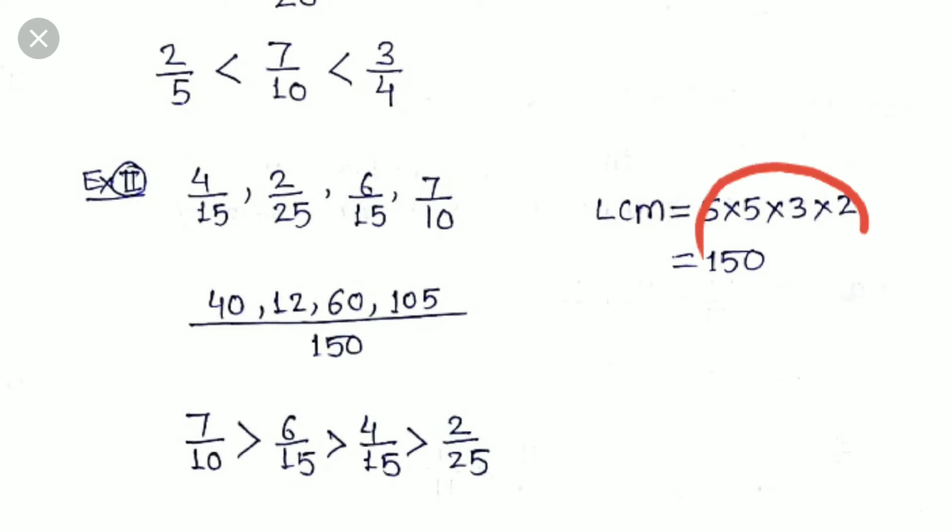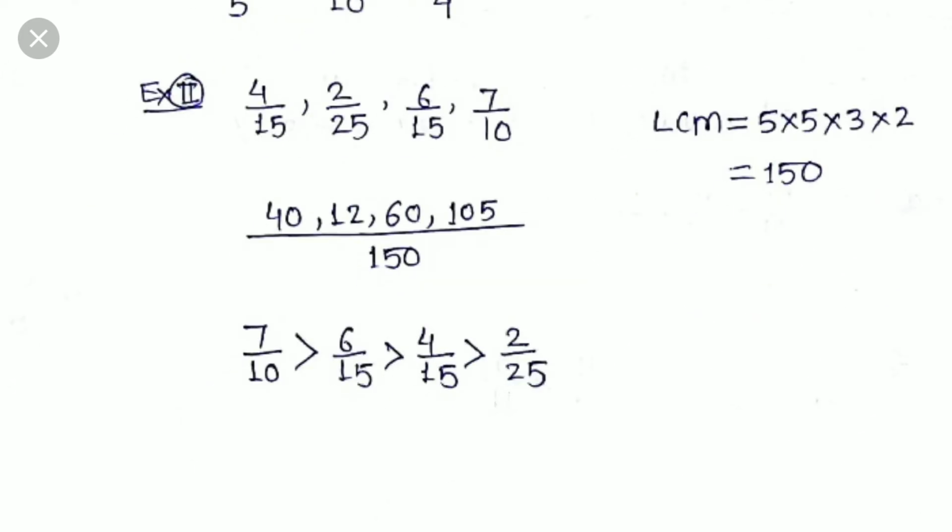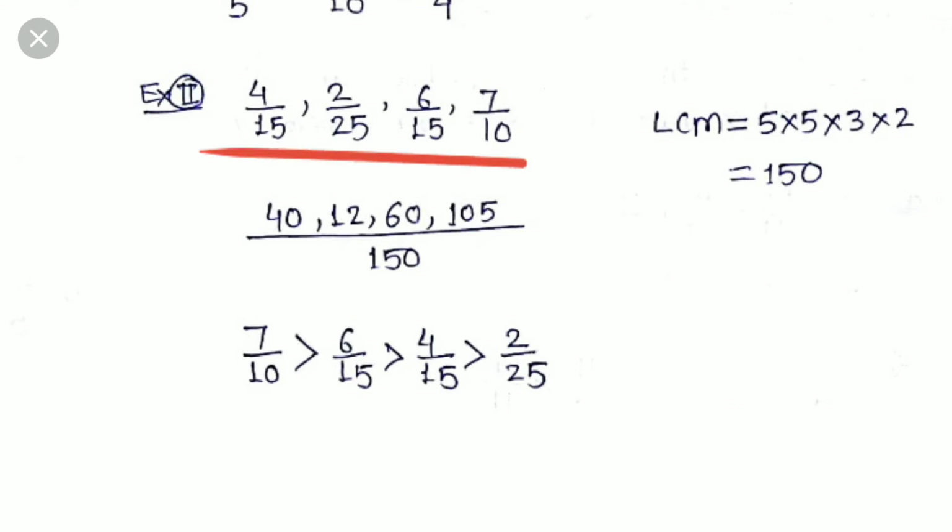Multiply all, you will get 150 as the LCM, or take any number which is divisible by all the numbers, that is 300, 450, whatever you want. Write the value here. Divide 150 by 15, the value is 10, 10 times 4 is 40. 150 divided by 25 gives 6, 6 times 2 is 12. By 15 it is 10, 10 times 6 is 60. Divided by 10 it is 15, 15 times 7 is 105.